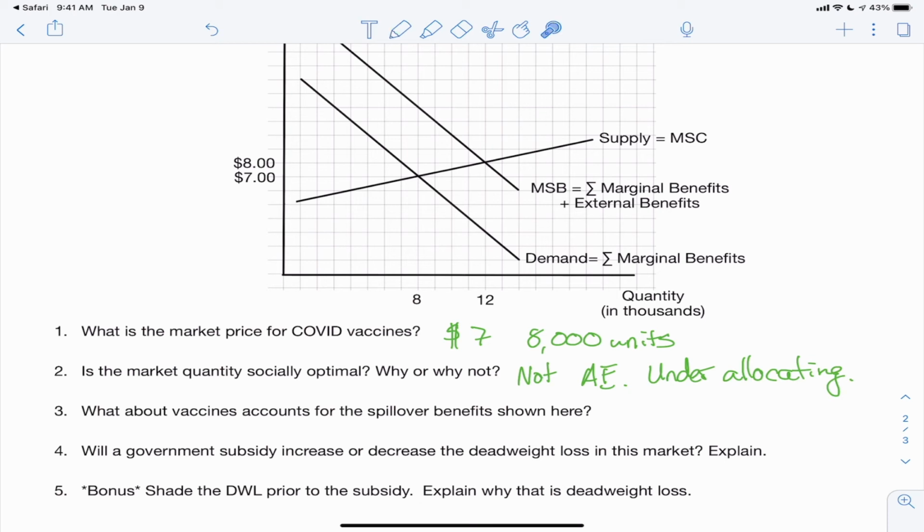And in fact, they're not producing enough. They're under allocating in this case. They're only producing 8,000 units when society actually wants 12,000 units. We've already answered question number 3. The spillover benefits are the benefits that people have from other people, that herd immunity that takes place because other people get the vaccine, even if you yourself do not pay for or receive a vaccine. Question number 4, I think, is a little bit obvious.